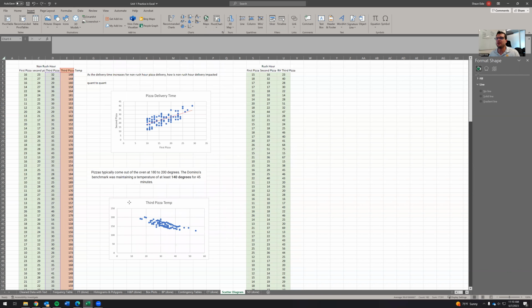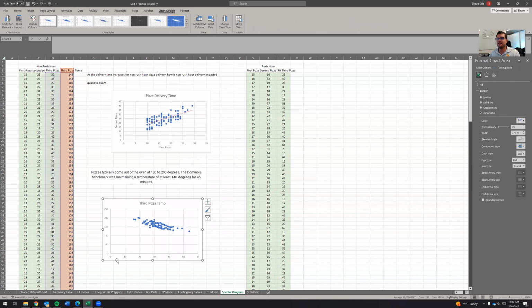And so third pizza temperature. As the delivery time goes up, the temperature goes down, and I'll show you. We'll add chart element, trend line, linear, and once again, I'll make it red so it's really easy to see. Red. Oops, that's not what I wanted. Red. Okay.